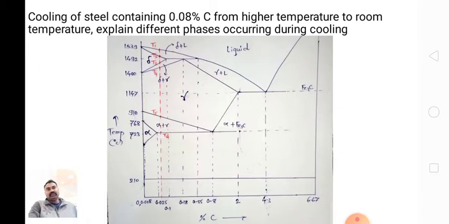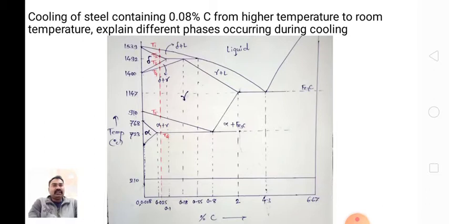The question may be asked like: cooling of steel containing 0.08% carbon from higher temperature to room temperature. Explain different phases occurring during cooling. What we understand from that question is that in the iron-carbon equilibrium diagram, on the x-axis there is the percentage of carbon, and on the y-axis there is the temperature.